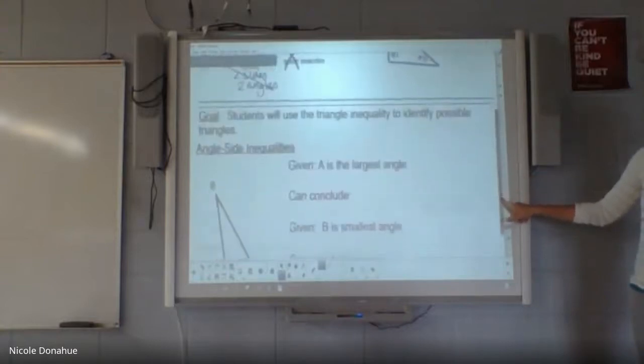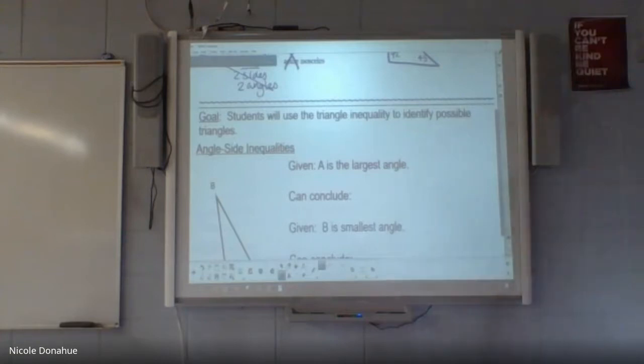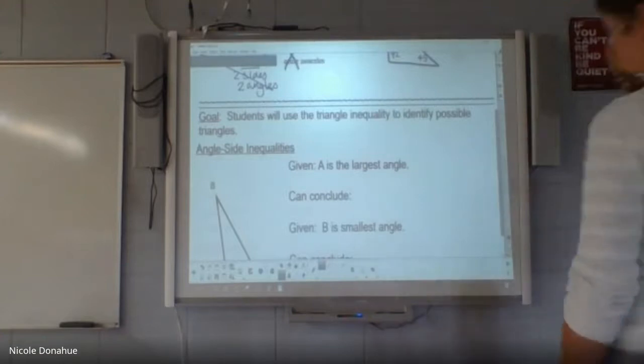And those of you who are online, I did attach that vocab chart. I forgot it yesterday on the notes. So it is attached on yesterday's notes.